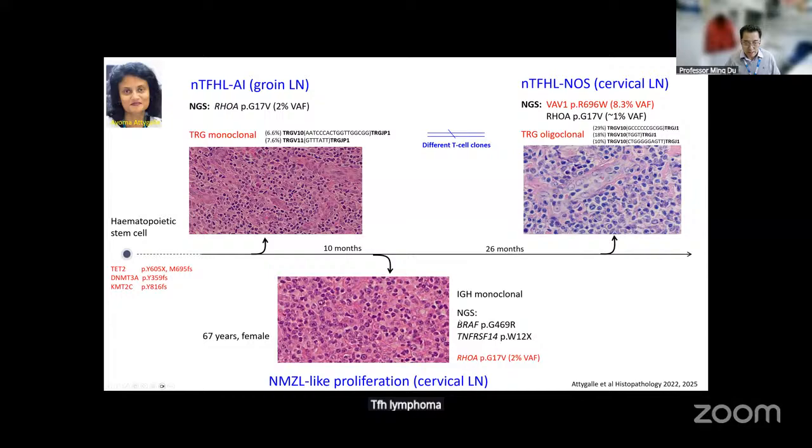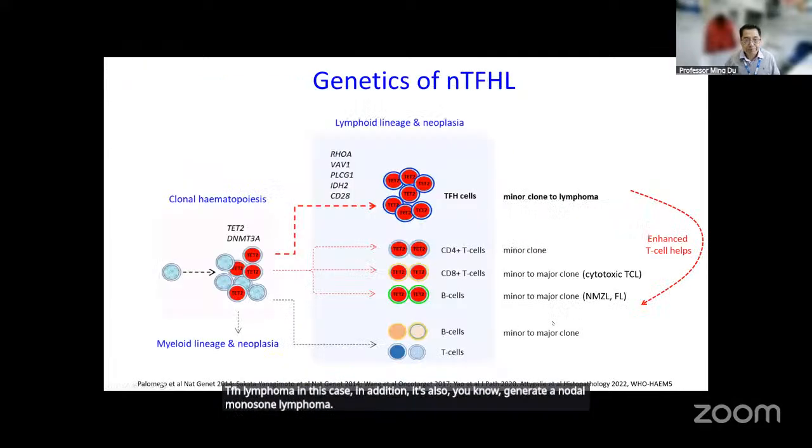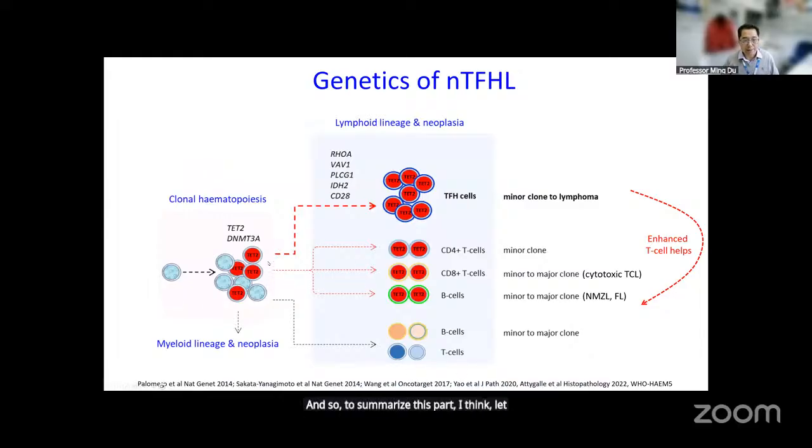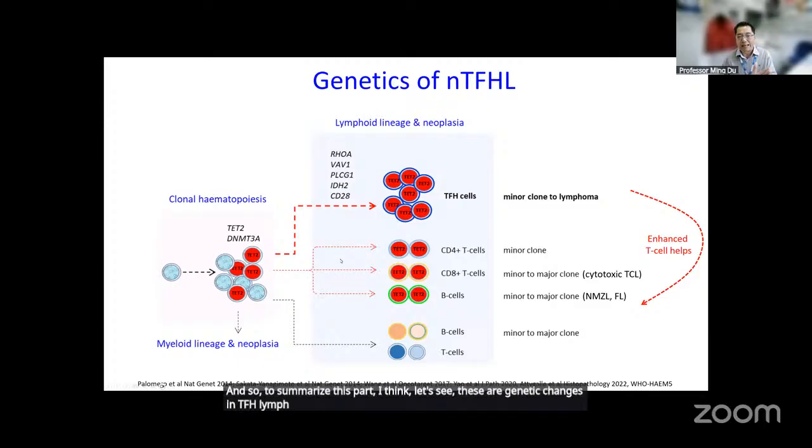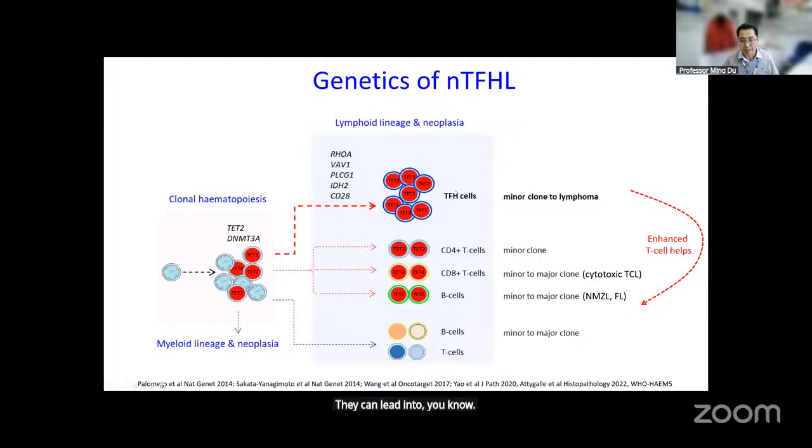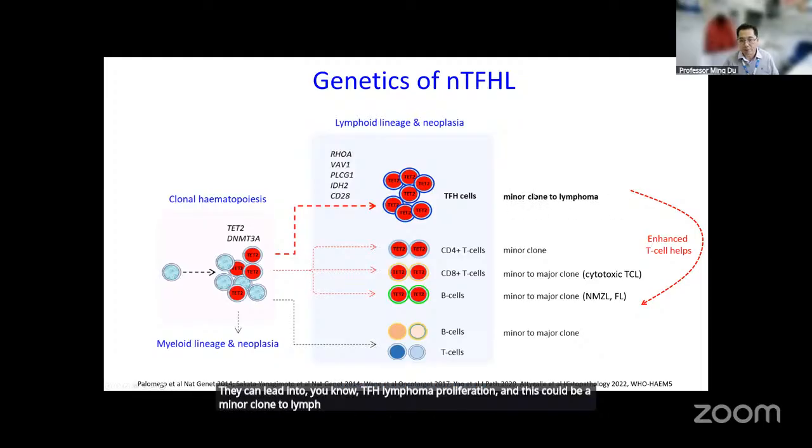In addition, it can also generate a nodal monozygotic lymphoma. So to summarize this part, these genetic changes in TFH lymphoma really generate a dynamic clonal evolution. They can lead to TFH lymphoma proliferation, and this could be a minor clone to lymphoma. The minor clone could be detected by sensitive ROA mutation or next generation sequencing.